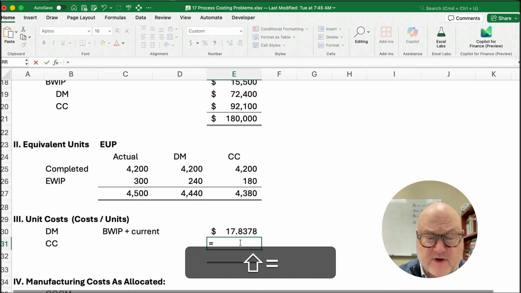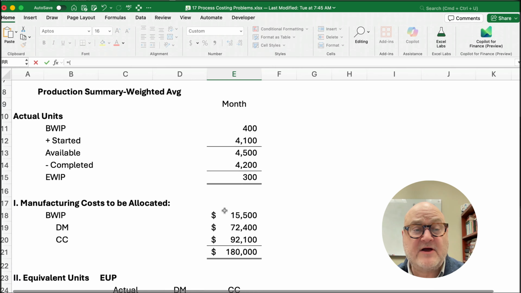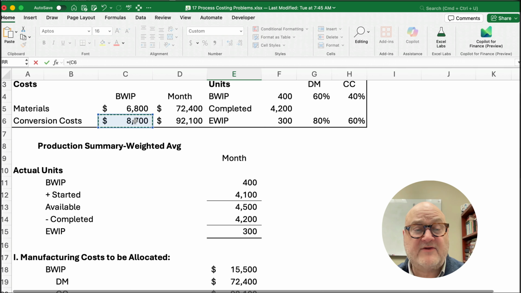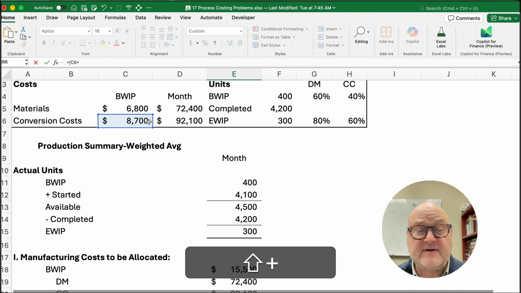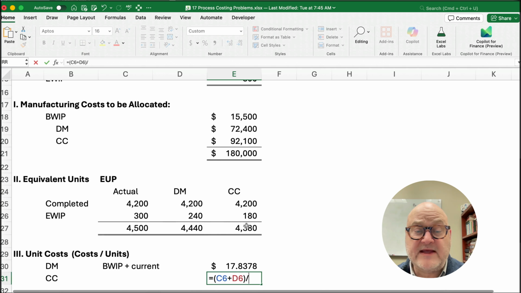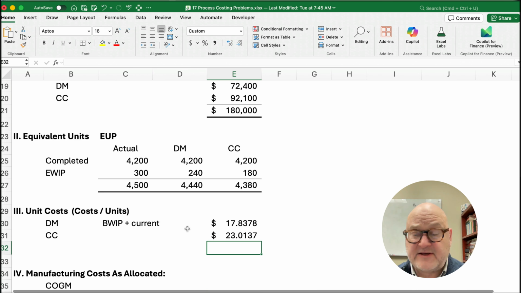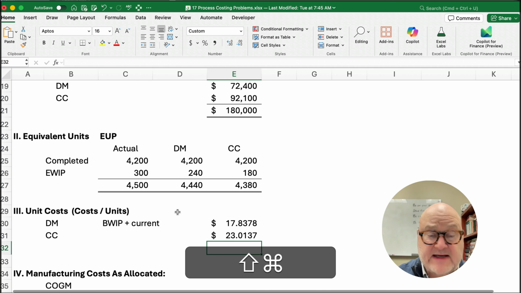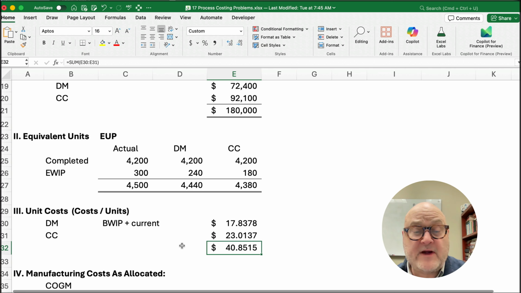We're going to do the same thing for conversion costs. What's our total conversion cost? Well, our total conversion cost is 8,700 plus 92,100, and that divided by the equivalent units, or the EUPs, for conversion costs, which is 4,380. So that turns out to be $23.0137. So we need to add this up, and we get something like 40.8515. Hang on to 4 decimal places, because you know you're going to multiply it times the number of units.